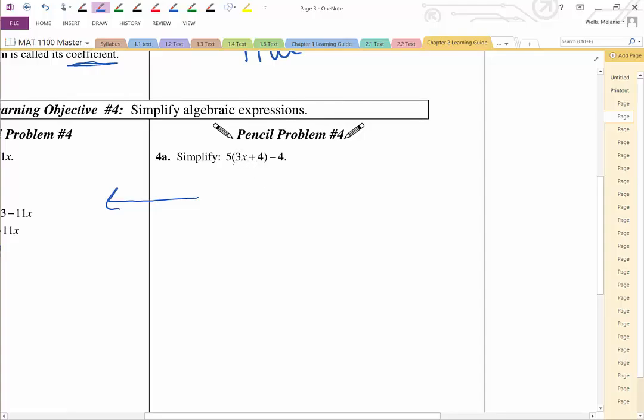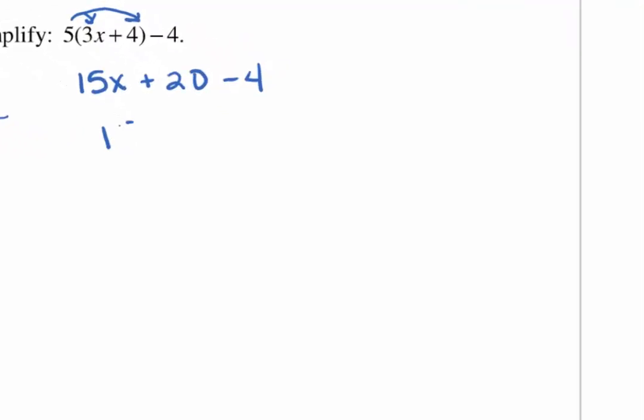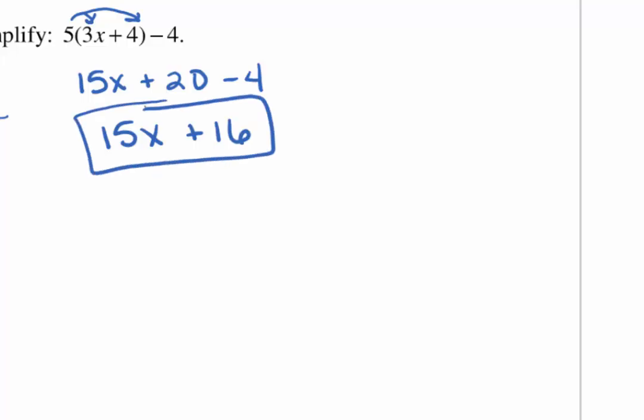We have none. Next is multiplication, and I do have the distributive property, multiplying 5 times 3x, which would be 15x, plus 5 times 4, which would be 20, minus 4. Then we'll add and subtract from the left to the right the like terms. 15x plus 20 minus 4, which would be a positive 16. And that's your simplified algebraic expression.